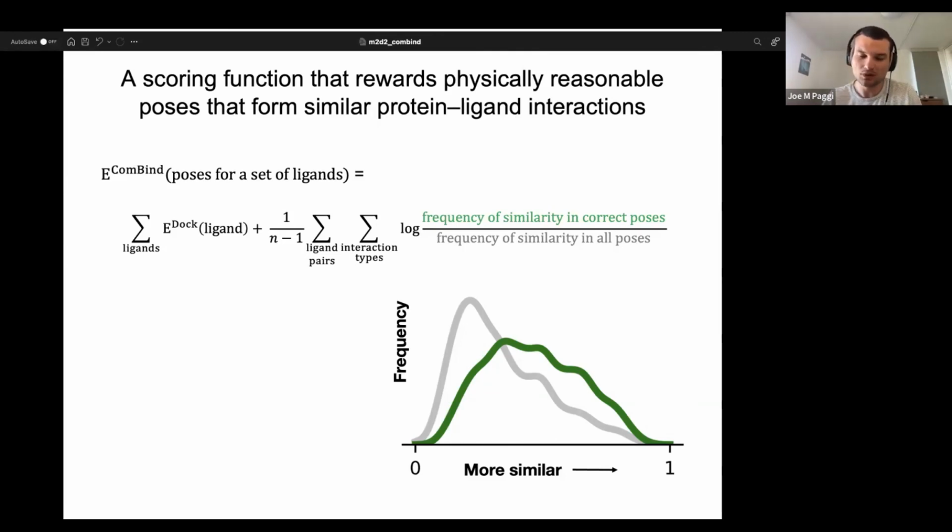And then in the former case, no, we did not consider it. Basically, we just considered Glide as our stand-in for all physics-based or other generic docking methods. Cool, thank you.